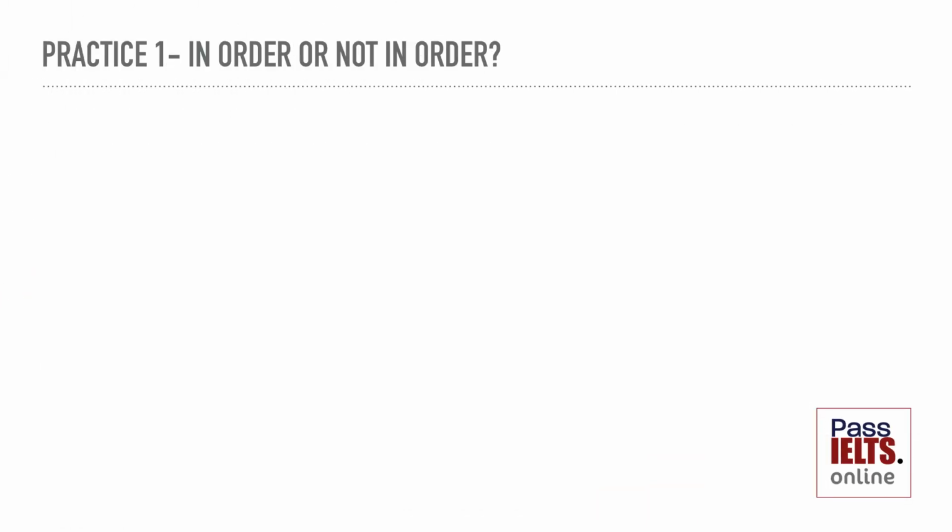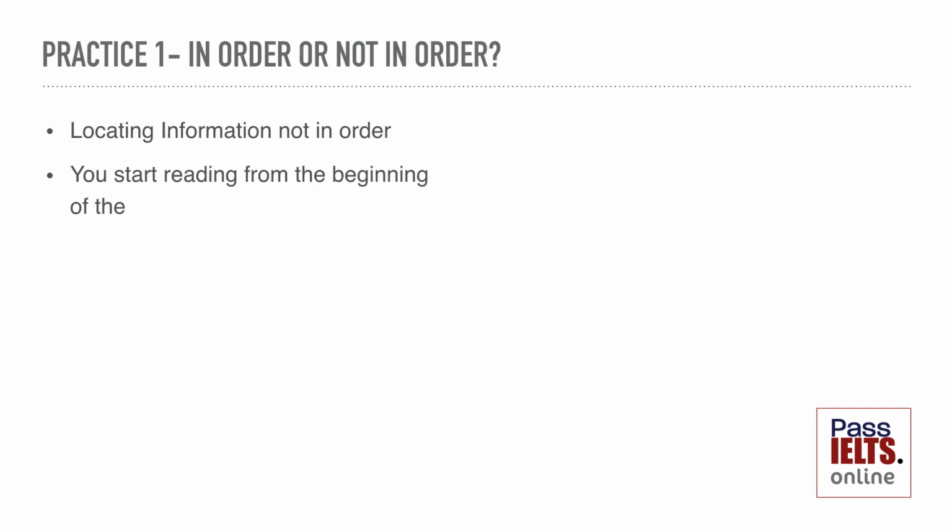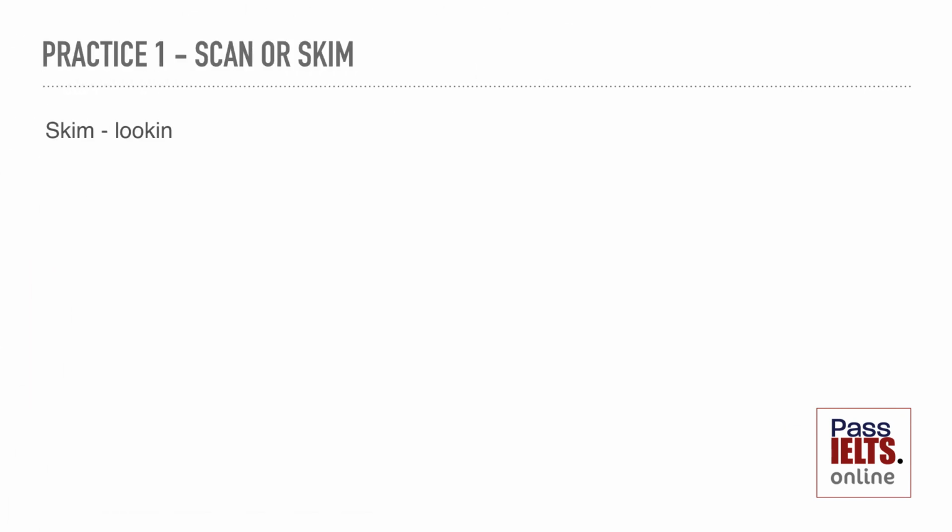Now you need to decide if the questions are in order or not in order, and in this case they are not in order. As the questions aren't in order, you can start reading from the beginning of the passage or the relevant part of the passage. You will need to skim for the answers in this question type. You're looking for ideas or opinions in the list or questions.